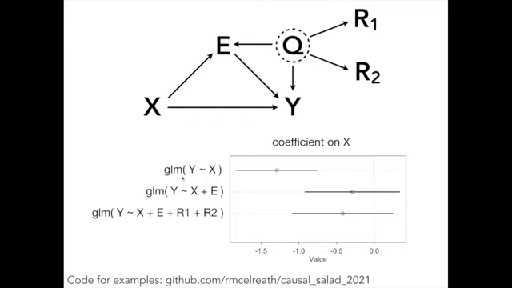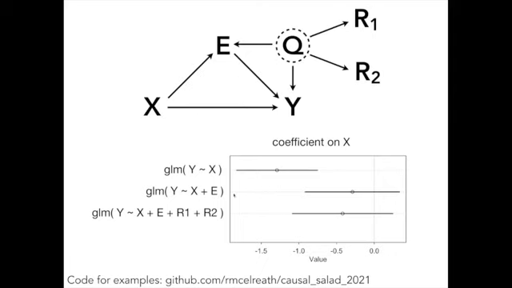I ran a generalized linear model predicting y using x, and we get this coefficient that shows evidence consistent with discrimination. But the problem is, of course, this is both paths, right? It's the total causal effect of x that is measured by this model here, given that this is a simulation with discrimination in it.